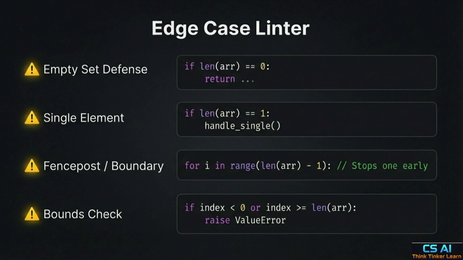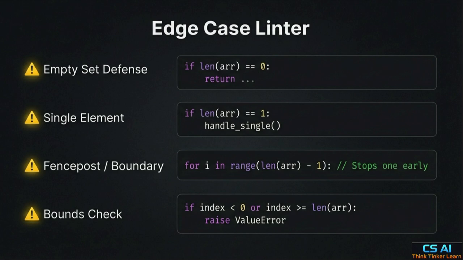Second, consider the single element case, as some algorithms behave differently when there is only one item to process. Third, watch out for the fence post or boundary error. This happens at the end of loops where you might stop one element too early or try to go one element too far. Notice the range in the code snippet that stops one early.